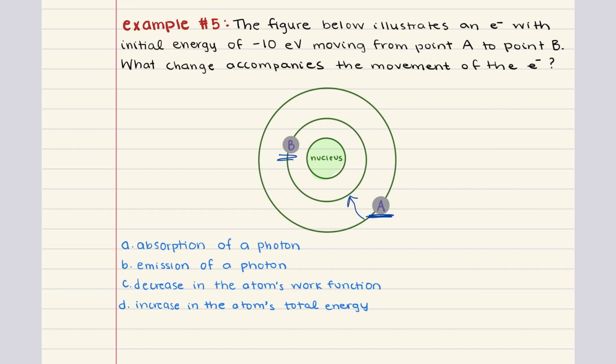When an electron transitions to a lower energy level, the difference in energy between the two levels is released. This energy is emitted as a photon of electromagnetic radiation. The emitted photon's energy corresponds exactly to the difference in energy between the initial and final levels. So therefore, as the electron moves from point A, which is a higher energy level, to point B, which is a lower energy level, a photon is emitted. And that means that the correct answer for problem 5 is answer choice B.